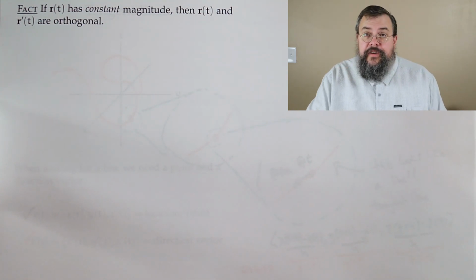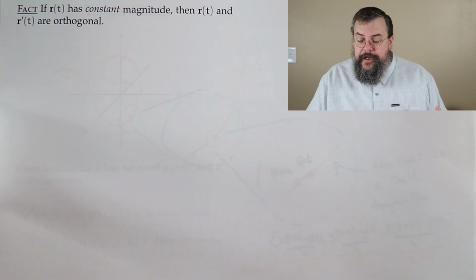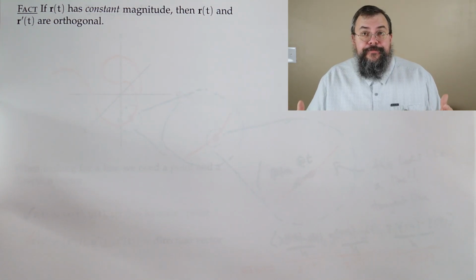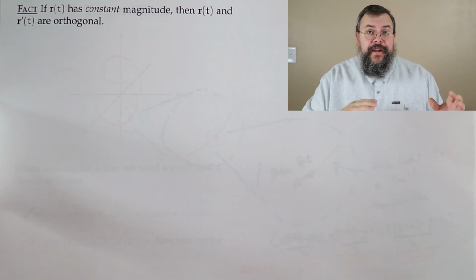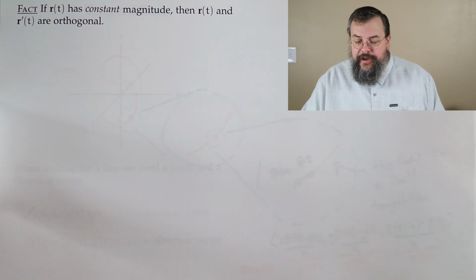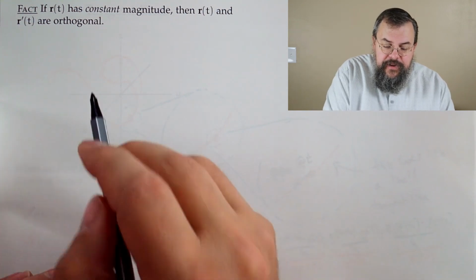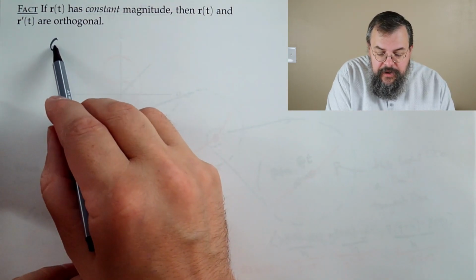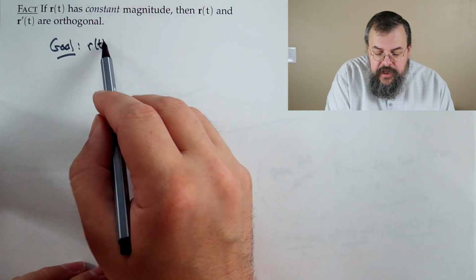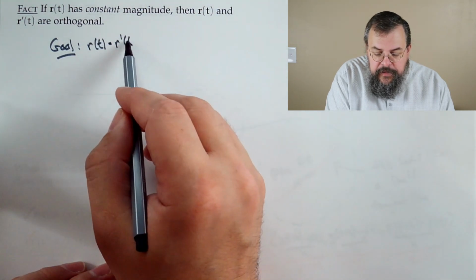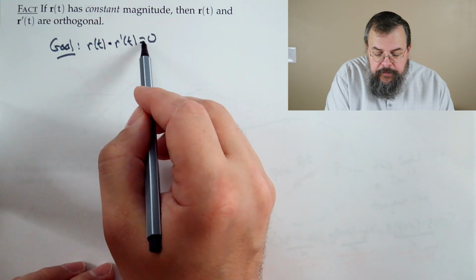We want to show two things are orthogonal. How do you show things are orthogonal? The answer is the dot product. The dot product is the way you show two things are orthogonal. So we can even see our goal: we want to show r of t dot r prime of t equals 0.